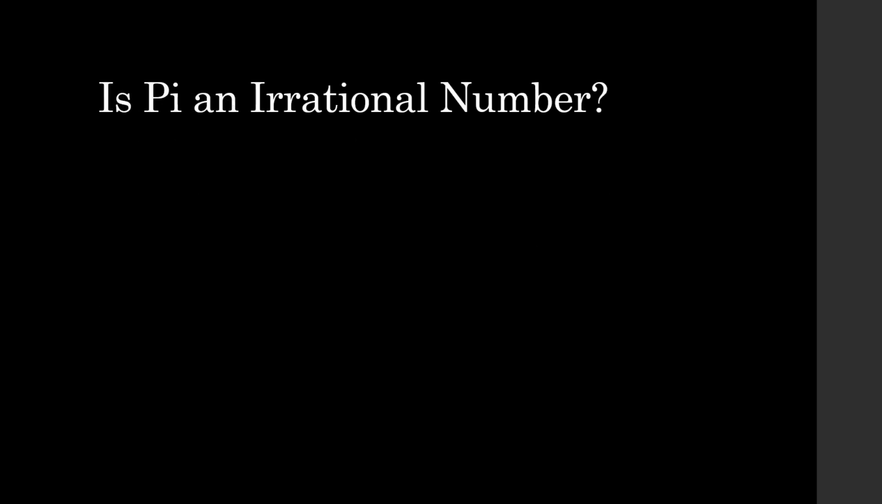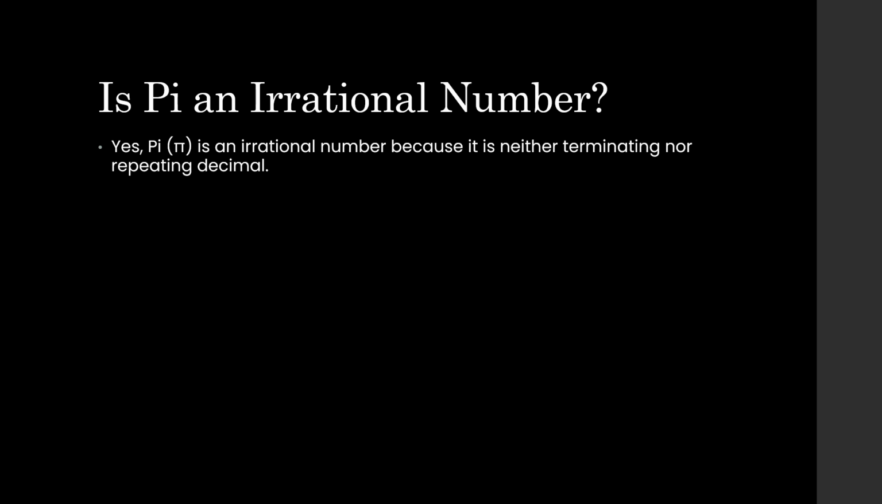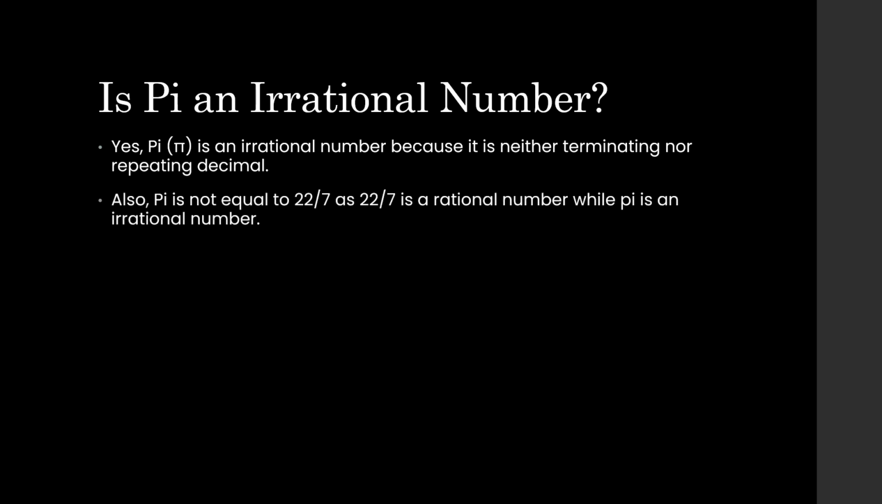Is pi an irrational number? Yes, pi is an irrational number as it is neither a terminating nor a repeating decimal. The value of pi is also not equal to 22 by 7, as 22 by 7 is a rational number while pi is an irrational number. But since the value of 22 by 7 is nearly equal to 3.14, which is nearly equal to the value of pi, we take 22 upon 7 as the value of pi while solving sums.